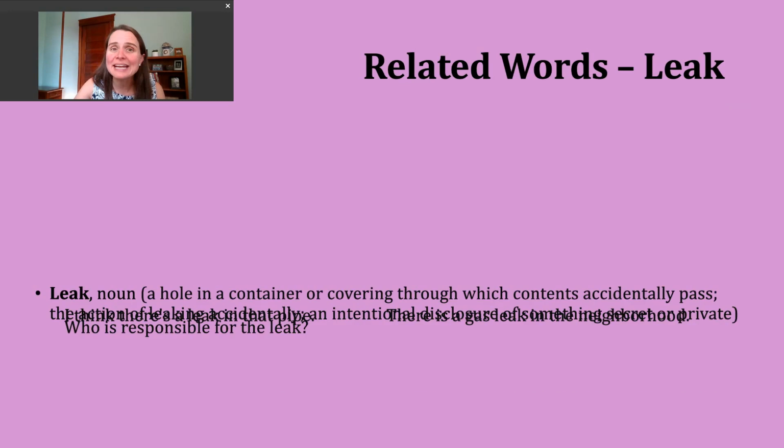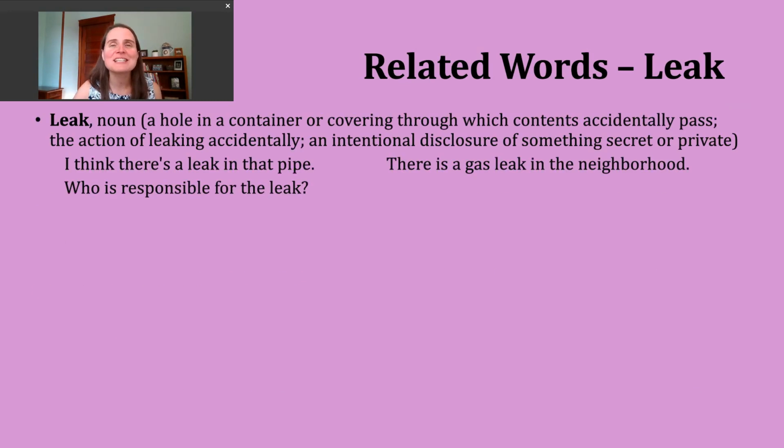Now let's move on and talk a little bit about some related words. And the first word we're going to discuss is the noun form of this word. So exact same spelling and exact same pronunciation as our verb. And just like our verb leak, the noun leak can also have a number of different meanings. One is to describe a hole in some container or covering in which contents like liquid or gas are accidentally passing. An example might be, I think there's a leak in that pipe.